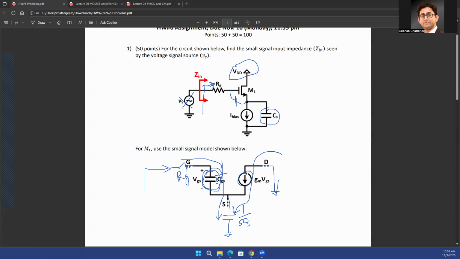So what would be the impedance of the current source? There is no series resistance of a current source. You already know that, right? There could be a parallel resistance of the current source, which is the RO of the transistor itself, right? But in this case, RO is not given, or you can ignore RO because you're asked to use the small signal model which does not contain RO.